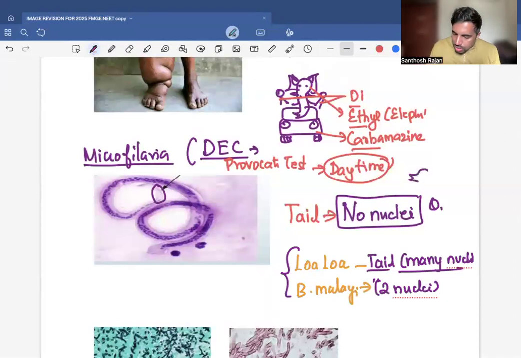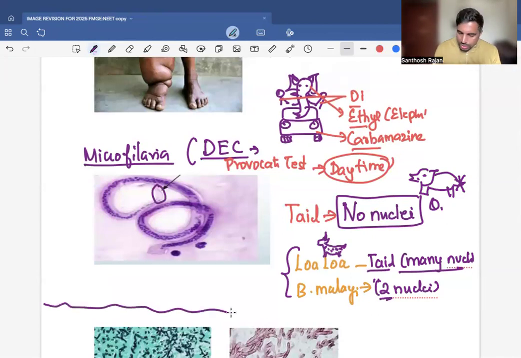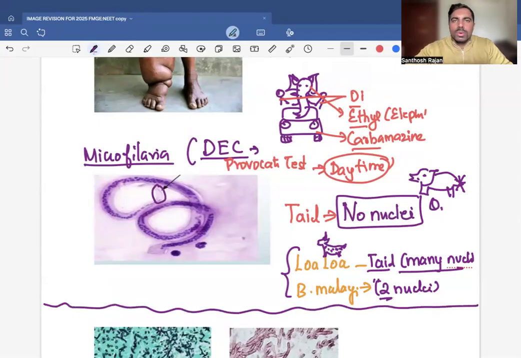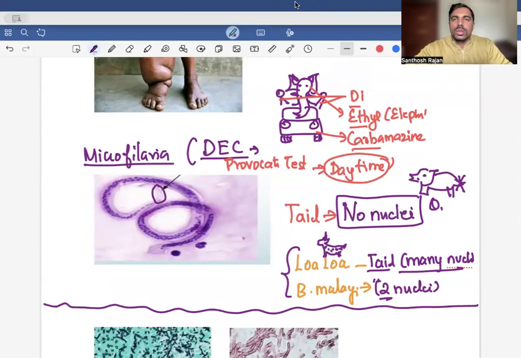If you forget, it's confusing how to remember. I'm just going to draw a small picture of an elephant. This much big elephant, but look at its tail. There are no nuclei, nothing is there. Big elephant, no nuclei. But Loa loa is the deer fly. Deer is full of dots, so the dots will go to the tail also. Remember like that, easy, full of tail. And in Malayi, just remember two. That's it. Very, very simple. So this is our very, very important one.